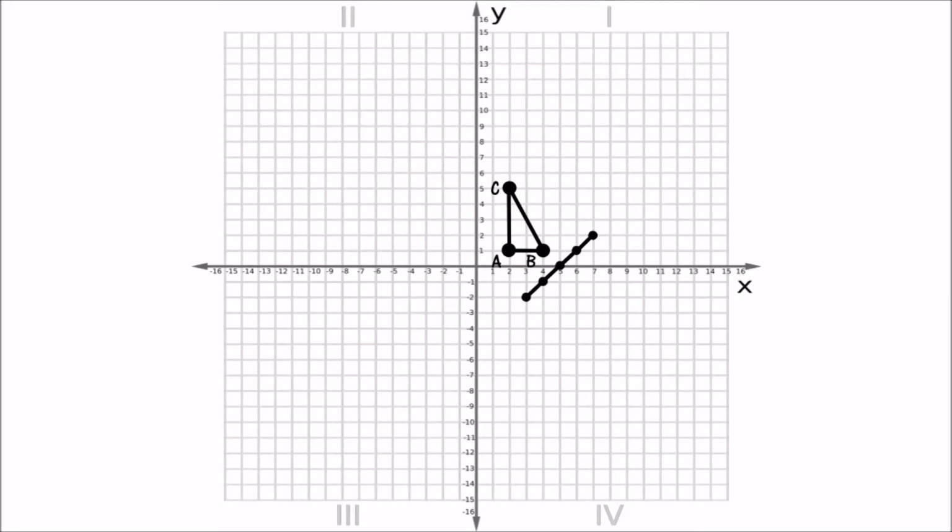Let me demonstrate with C, but it doesn't matter what point you use. 1, 2, 3, 4. There's 4 spaces from point C to the reflection line. Now we can do that on the other side. 1, 2, 3, 4. Now that you've got this, we can do the other points. Finally, label the points with a prime and connect the dots.